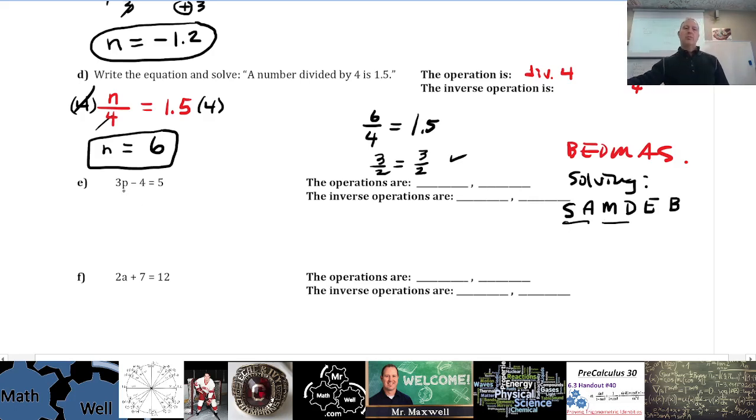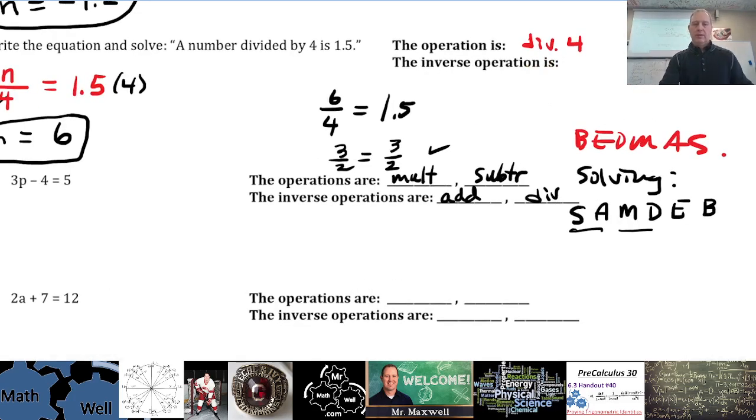So the operations on p are subtraction and multiplication. Now, the order in which you mention them doesn't matter. The order in which we actually peel those off or take those away does matter. So I'm going to write multiplication first, and then subtraction. The inverse operations would then be adding, the opposite of subtracting, first, and then dividing.